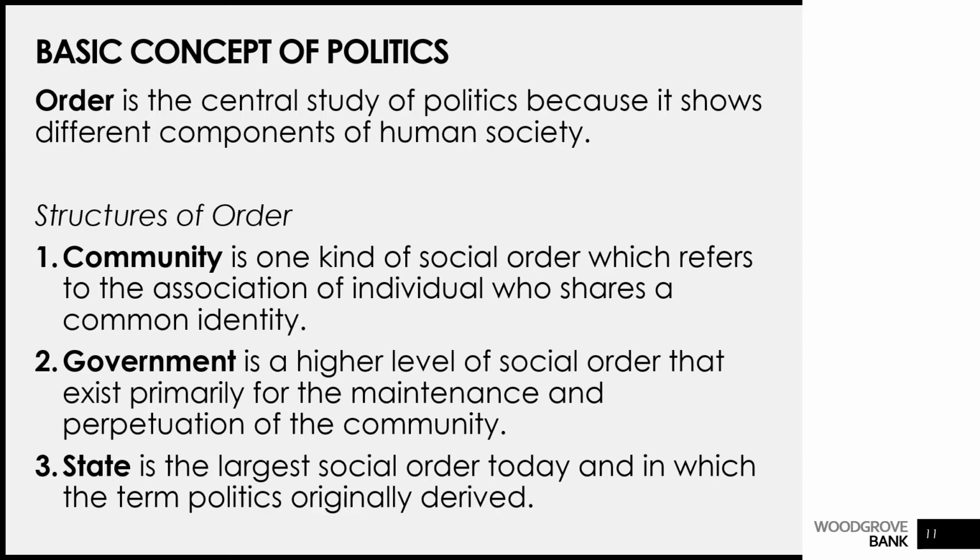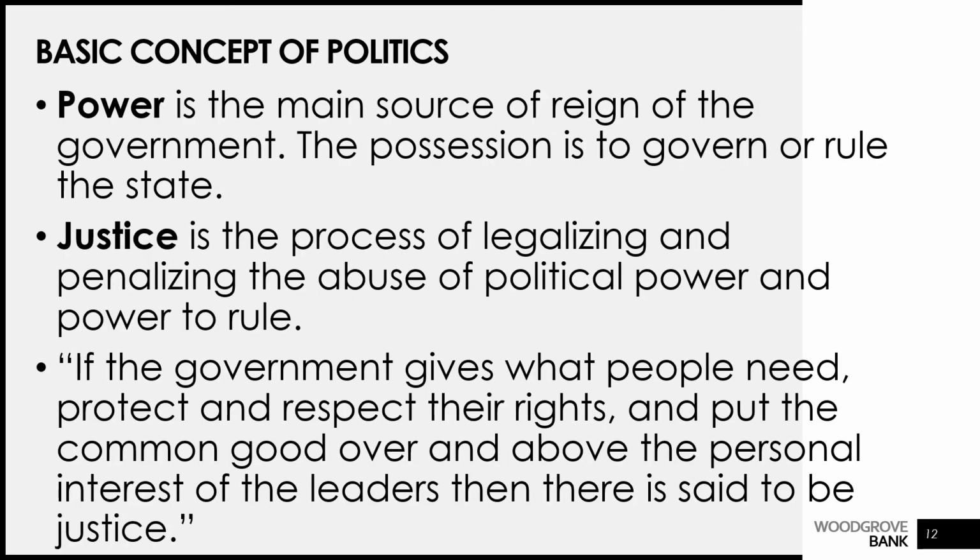Third one, state. State is the largest social order today, and from which the term politics was originally derived. There is order in the state. Every country or state has this process in implementing peace and order. Same as the Philippines, they also have peace and order. Next, power. Power is the main source of reign of the government. It is the possession to govern or rule the state. There are different types of power to be mentioned in the next lessons. When you say power, it's the reign of the government, the supreme sword of the government to rule a certain country or state.